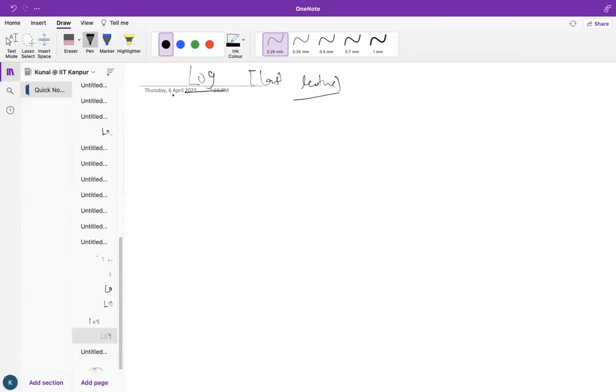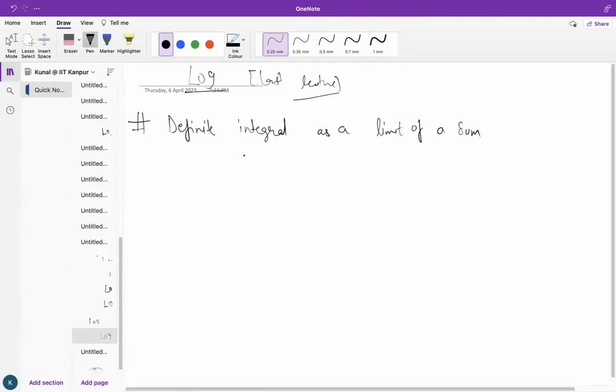Okay, so let's begin our today's lecture, which is mostly based on definite integral as a limit of a sum. So let's begin our topic. Okay, so let me write the topic name first. So our topic is based on definite integral as a limit of a sum. Okay, so this is our topic, definite integration as a limit of sum.